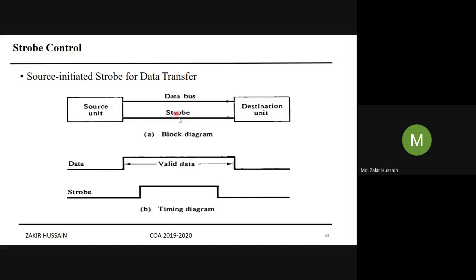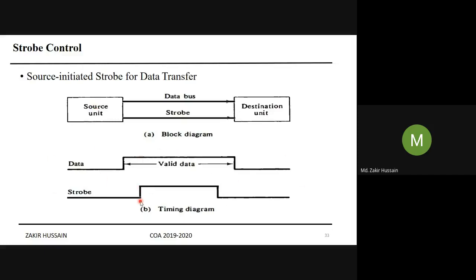This strobe originates from the source. We call it a source initiated strobe. Why? The source has initiated this communication. That's why it is a source initiated strobe for data transfer. So this is the block diagram, and this one is a timing diagram.